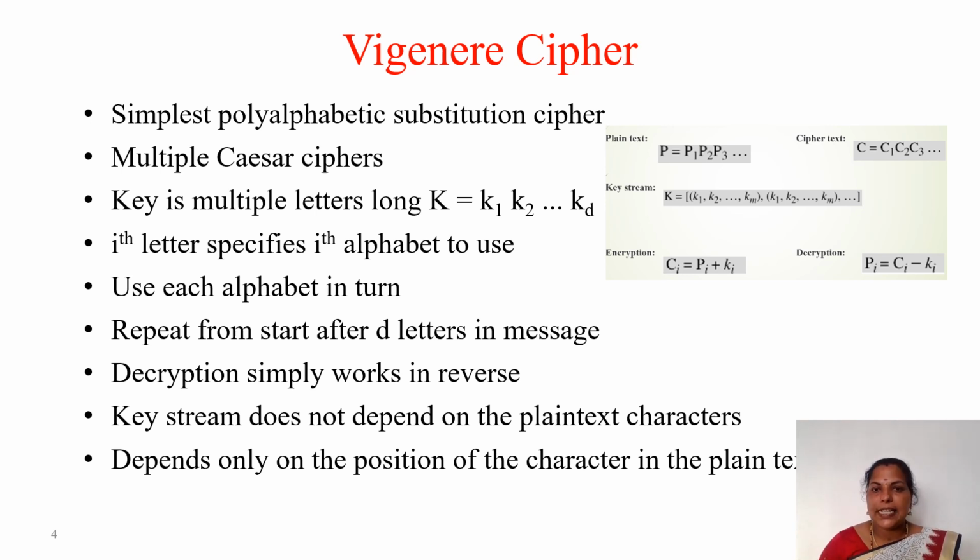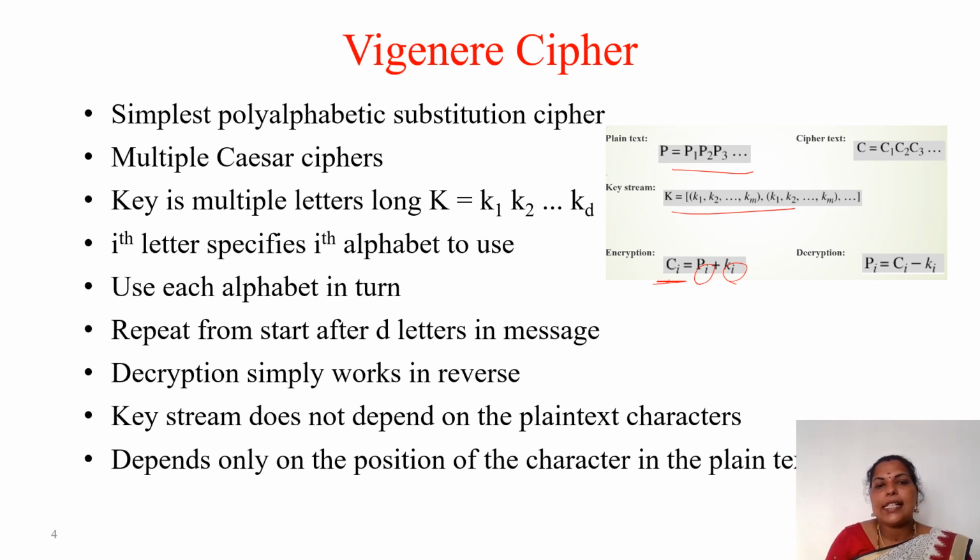See the pictorial representation here. We have the plain text divided into a stream P1, P2, P3, etc., and the cipher text with the same number of characters, and the key stream. Here one keyword is given as a key, and based on that we split the plain text into different streams. We perform the encryption as cipher text Ci equals Pi plus Ki. It is polyalphabetic, so here we have i. This formula is similar to that of the Caesar cipher, only here we are using multiple Caesar ciphers.